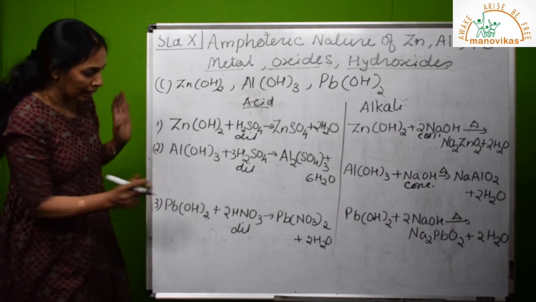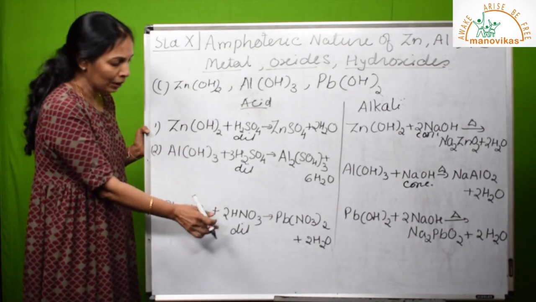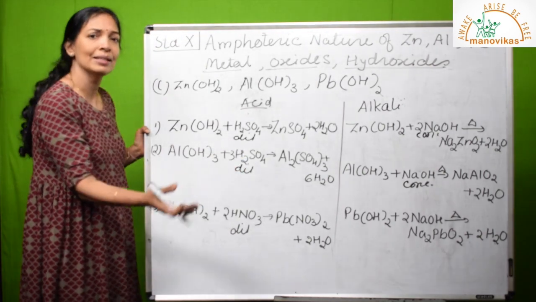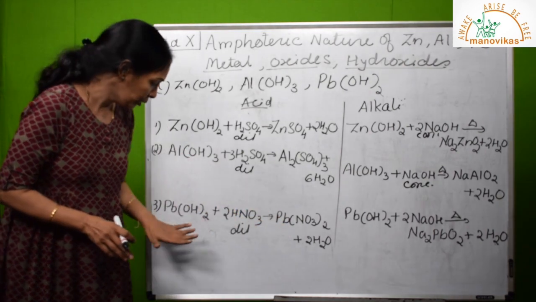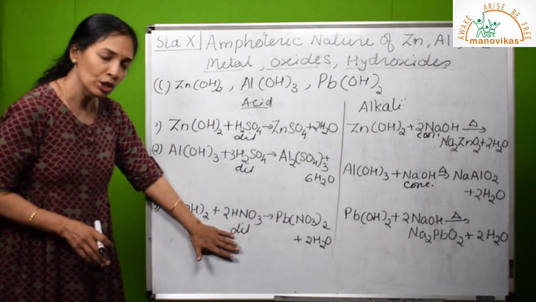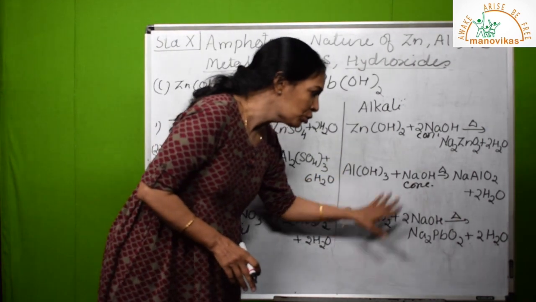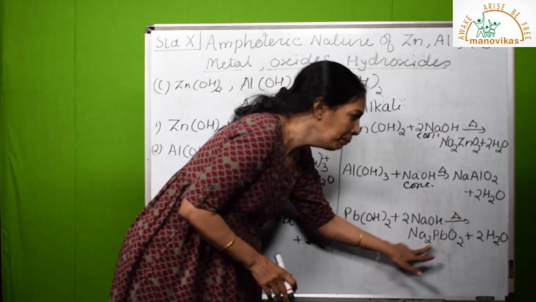Lead hydroxide reacts with nitric acid. Now why are we not writing HCl or H2SO4? Because lead sulfate is insoluble, so the reaction will stop. Lead nitrate is soluble, you all know that. Okay, so Pb(OH)2 plus dilute HNO3 gives lead nitrate and water. Pb(OH)2 with concentrated NaOH, heated, gives sodium plumbate and water.